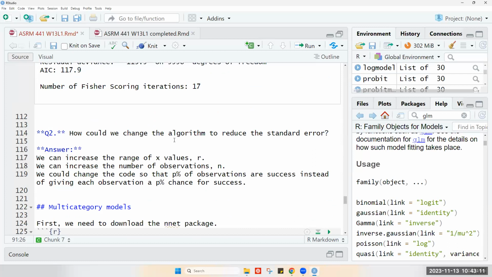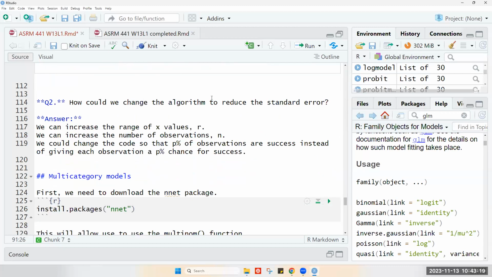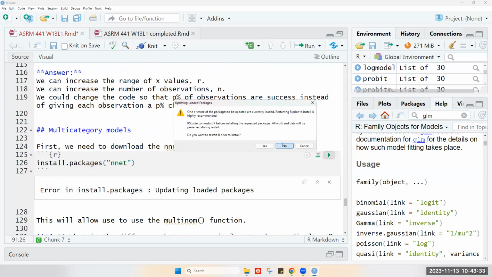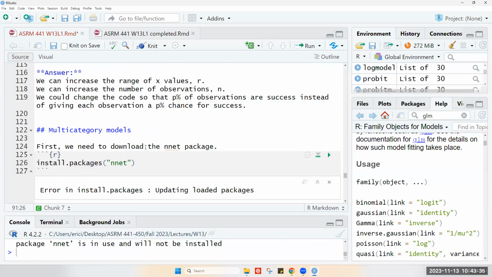So those are some ways that we could improve the model, reduce the standard error to be more accurate about our predictions, or more precise. The next thing that I want to talk about are multi-category regressions. So the first thing that we need for this is the nnet package. So you should run that package. I already have it installed.